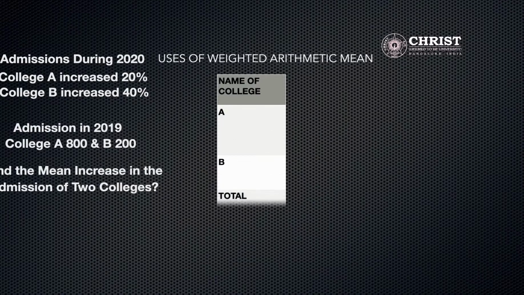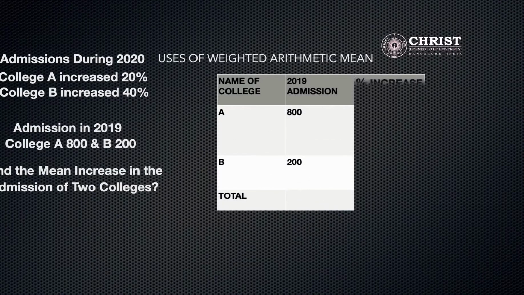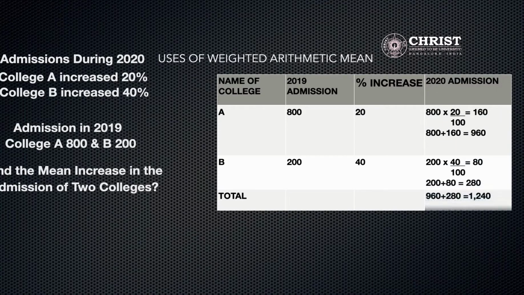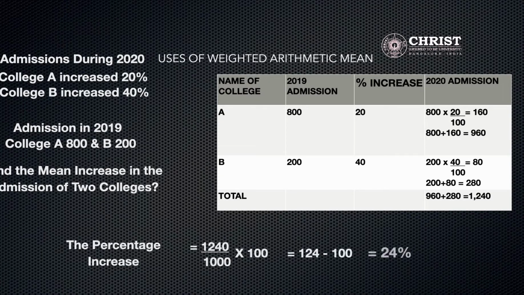So colleges A and B, 2019 admissions 800 and 200. Percentage increase is 20 and 40. So the 2020 admission is 800 plus 800 into 20 by 100, so it's 960 students. Second college, 200 into 40 by 100 is 80, plus 200, so that is 280. So the total 2020 admission is 960 plus 280, equal to 1240. Now you can calculate the percentage increase: 1240 divided by 1000, that is 800 plus 200, into 100. So 124 minus 100. You have to subtract 100. So you are getting the percentage increase as 24%.